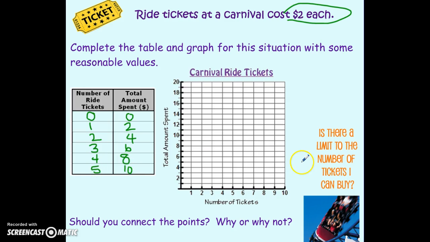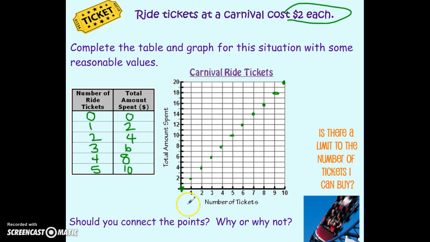All right. And we have a graph, so we can go ahead and graph these as well. So you can pause the video to graph and then jump back in with me. So after you've plotted your points, you have this question right underneath your graph that says, should you connect the points? Why or why not? So this is something we've talked about, connecting points or not connecting points.